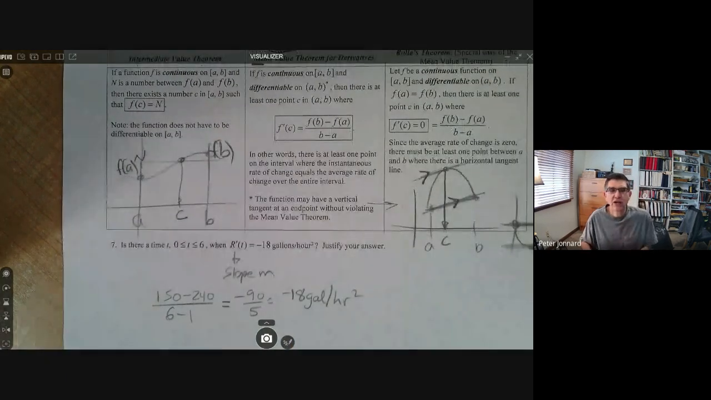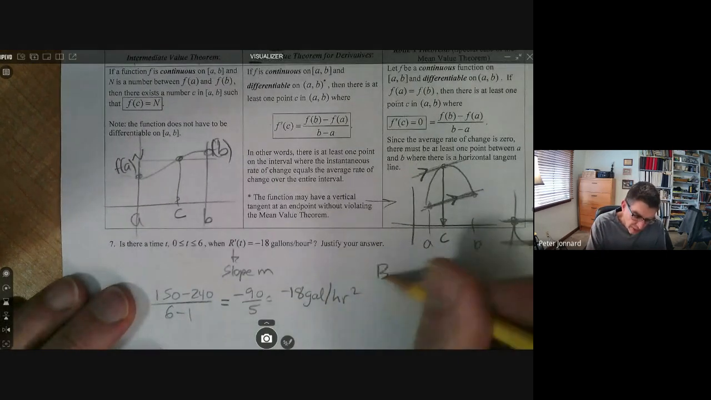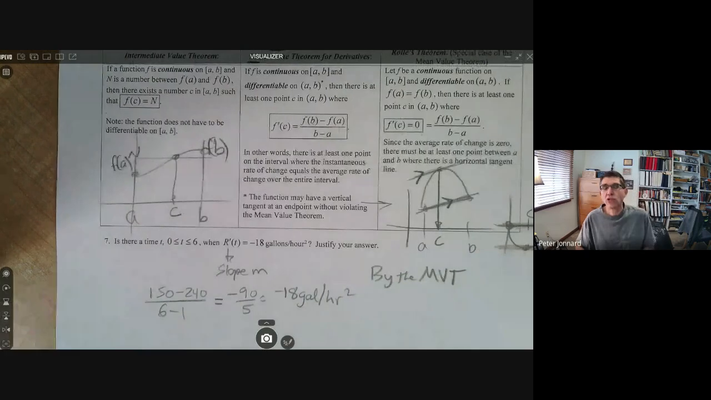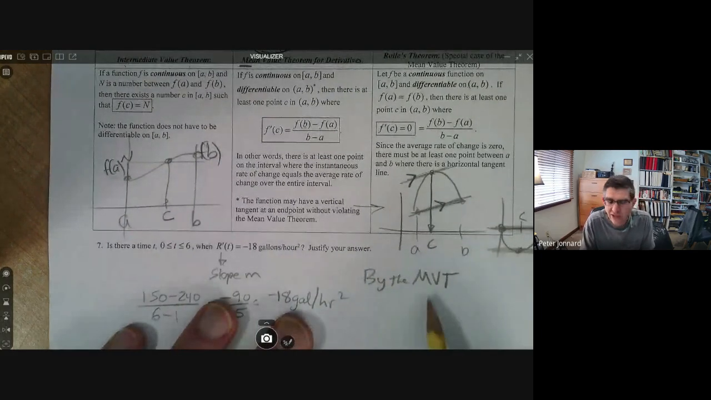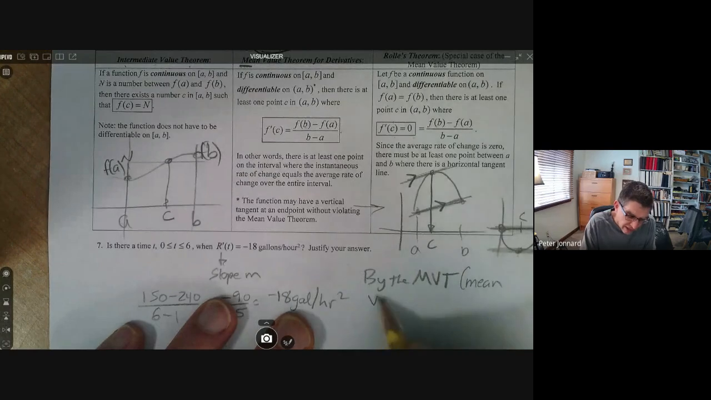I have found an interval over which this works. So just tell them by the mean value theorem, and it's okay to abbreviate that. Don't make up your own abbreviations on the test. I'll tell you which ones they allow. MVT, if you're at all worried about that, just write it out. It'll take a few seconds of your time. Mean value theorem.